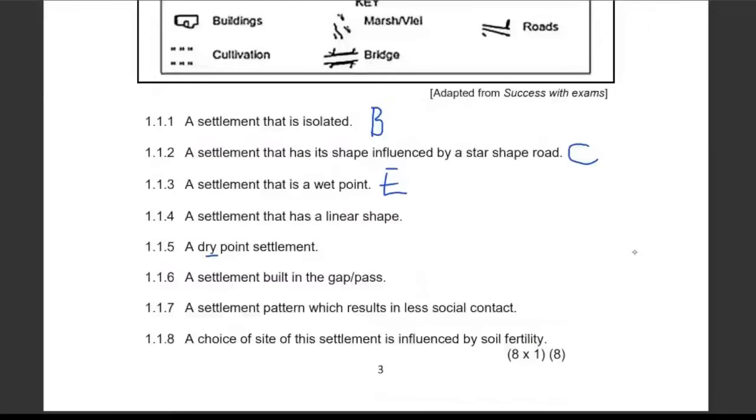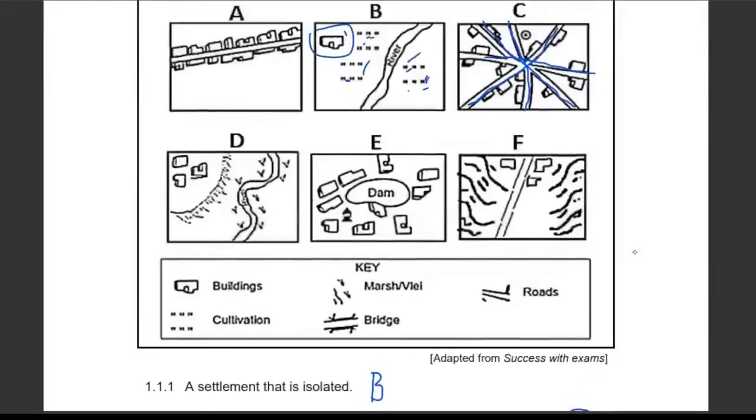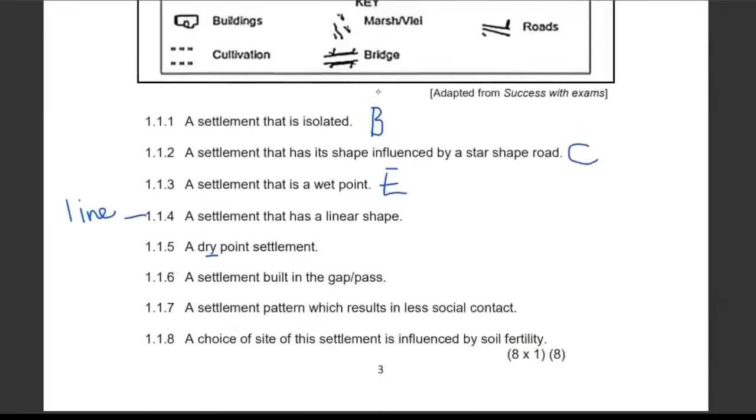Then 1.14, a settlement that has a linear shape. Linear in the sense that we are looking at a settlement that has the shape of a line. Right, so which settlement resembles a line? If we check on A, we are seeing that there is this major route in between, and the settlements are in linear form along that route. So it's A for number 1.14.